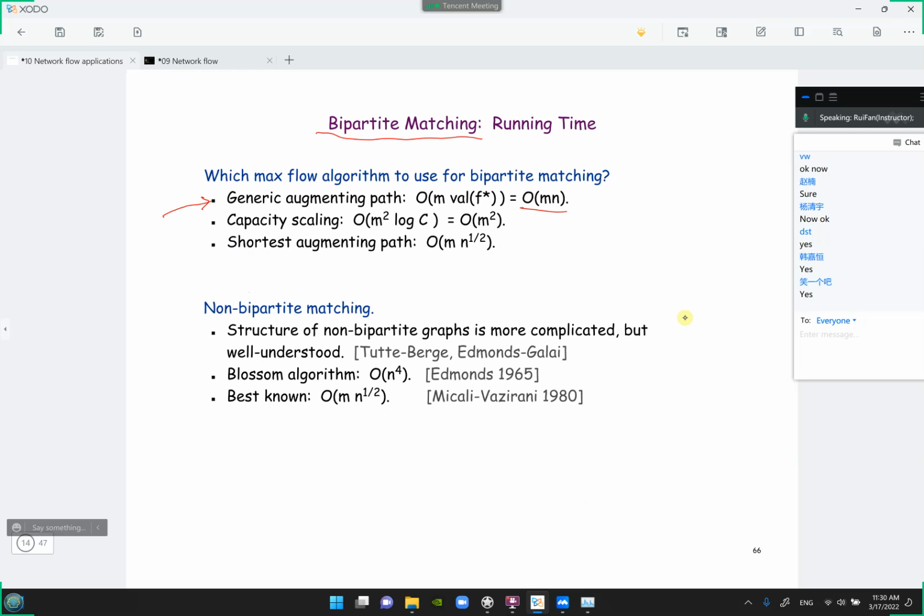Now on the other hand, the capacity scaling takes m squared times log c time. Anyways, the point is that this capacity scaling is actually slower than the basic Ford-Fulkerson in this case, because the maximum capacity in this graph that we build is going to be small. The generic Ford-Fulkerson is only bad if the maximum capacity is large. But in this case, our graph is going to have small maximum capacity, so you actually want to run Ford-Fulkerson instead of capacity scaling.